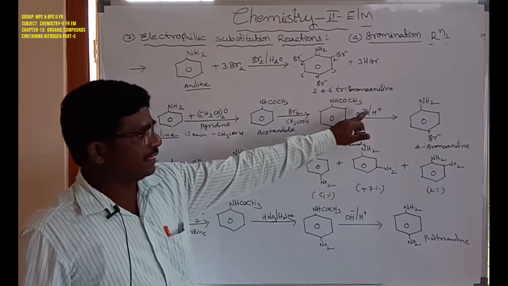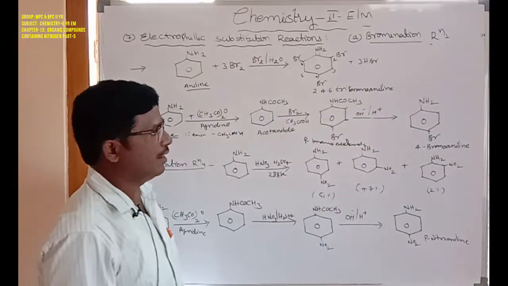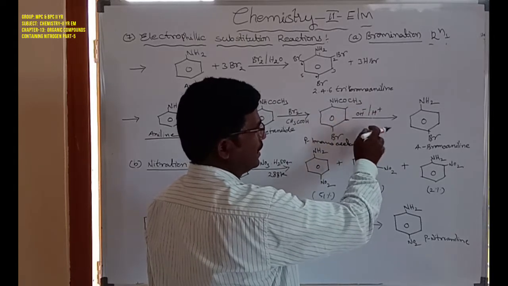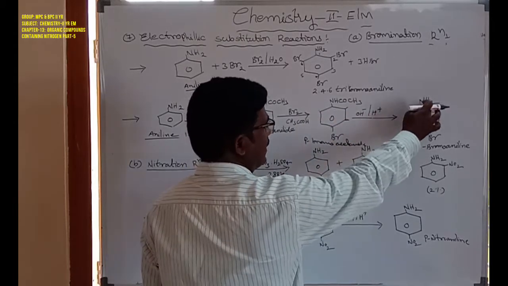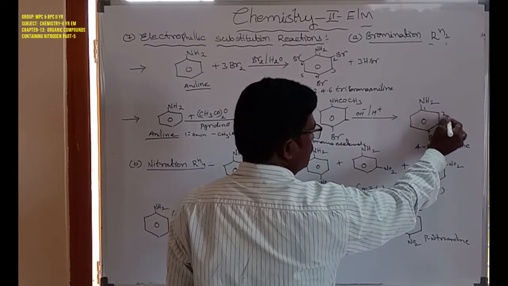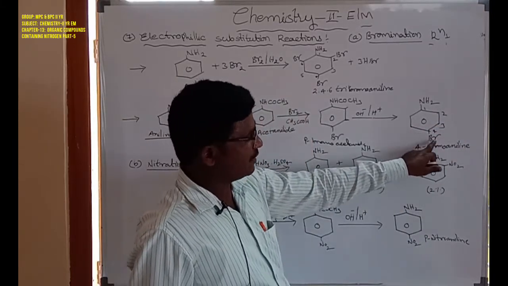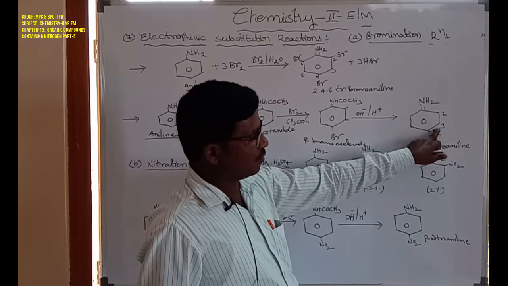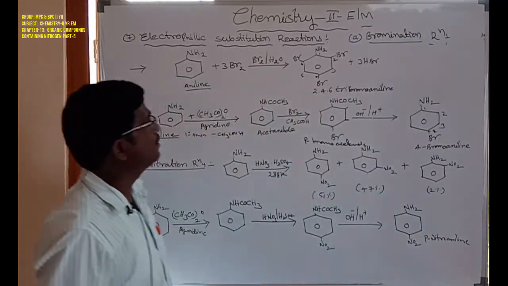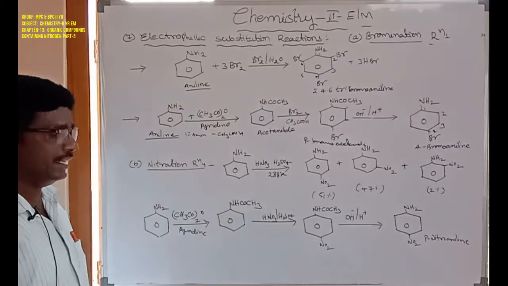Para-bromoacetanilide is treated with H plus acid or base OH minus. Then the COCH3 is removed, as acetic acid. Then it forms para-bromoaniline or 4-bromoaniline. 1, 2, 3, 4. Here the bromine atom is bonding at the 4th position, which is also known as para-bromoaniline or 4-bromoaniline. That is an electrophilic substitution reaction, the bromination reaction.